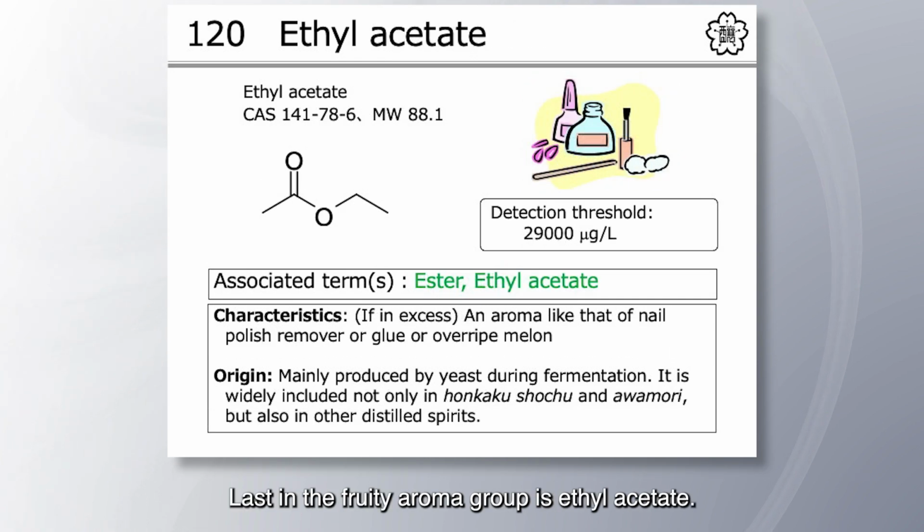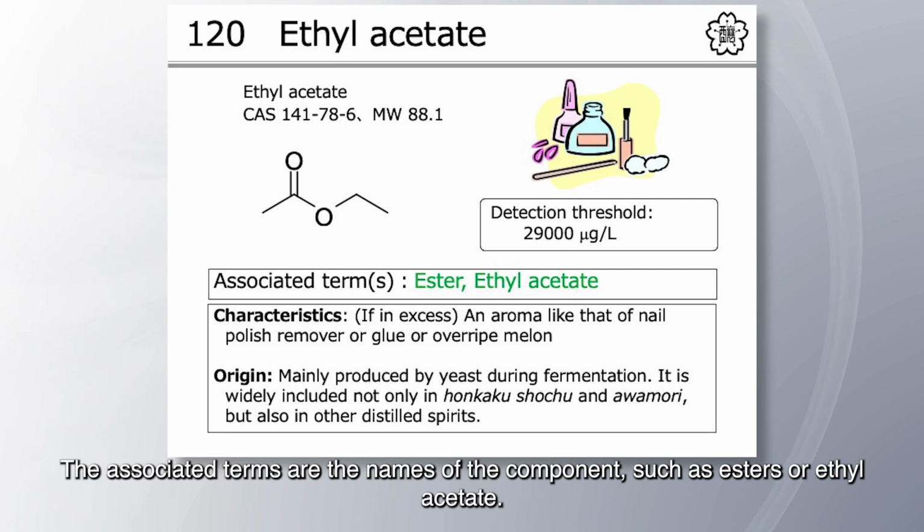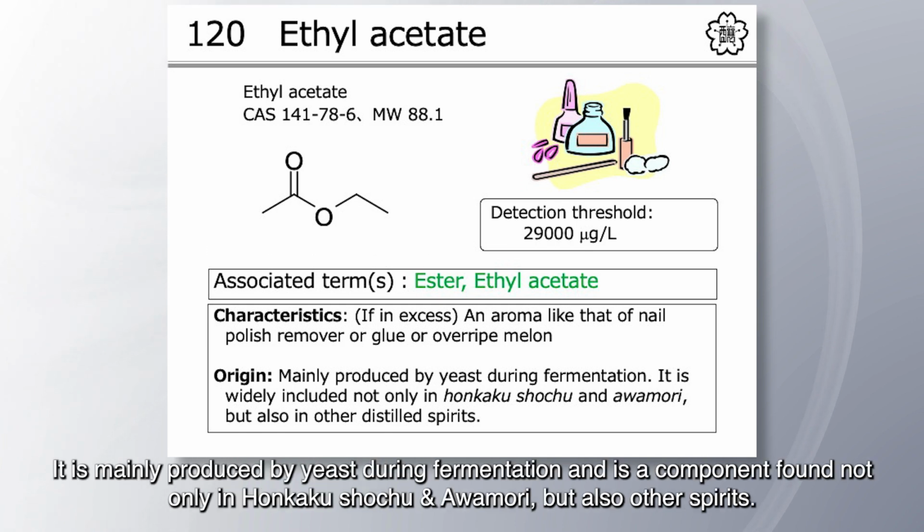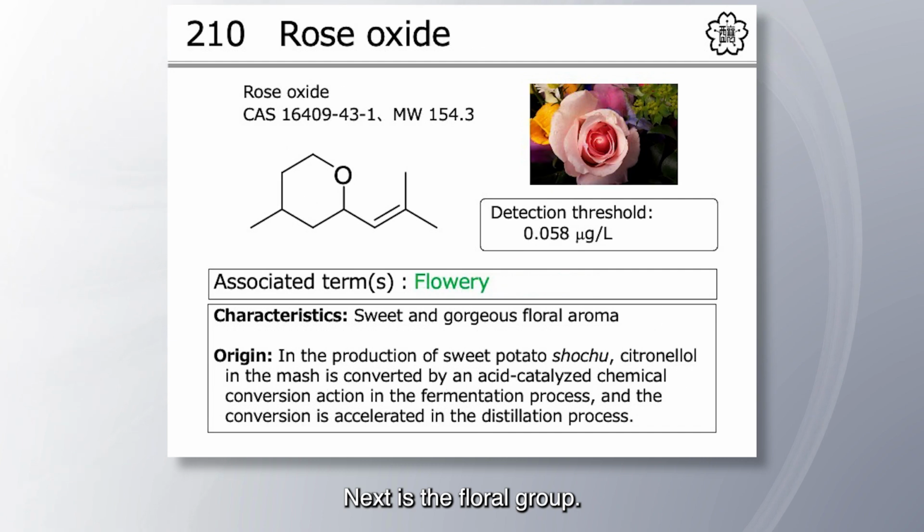Last in the fruity aroma group is ethyl acetate. The associated terms are the names of the component, such as esters or ethyl acetate. In excessive concentrations, it has been described as smelling like nail polish remover or glue, and is also known as the aroma for overripe melons. It is mainly produced by yeast during fermentation and is a component found not only in Honkaku Shochu and Awamori, but also other spirits. Next is the floral group.